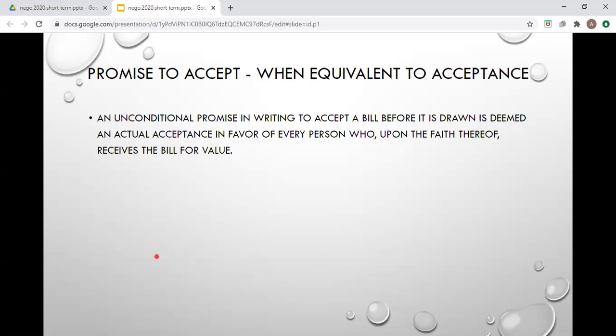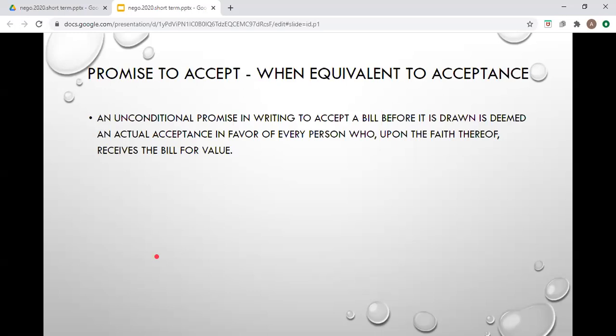So sabi ko kanina, acceptance can be made even before the actual acceptance of the instrument. The answer is yes. You can do that, but it should be made in writing. There must be a written promise to accept that bill of exchange. Hindi lang verbal yung promise na yon. That should have been a written promise to accept.